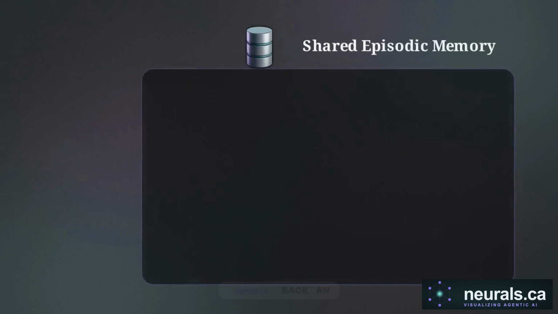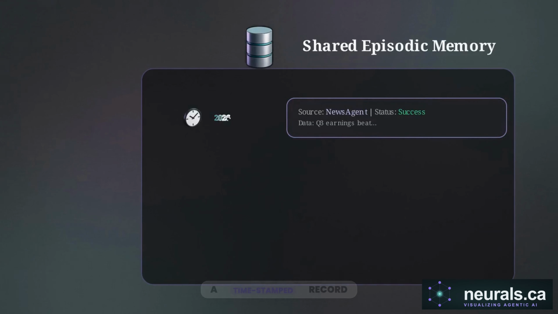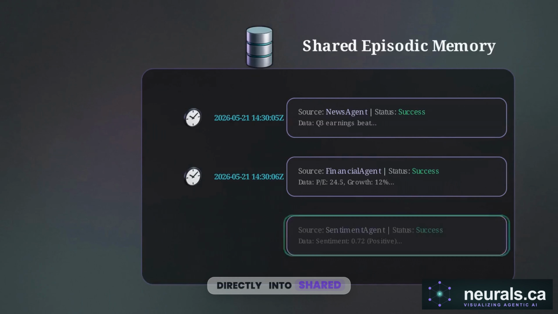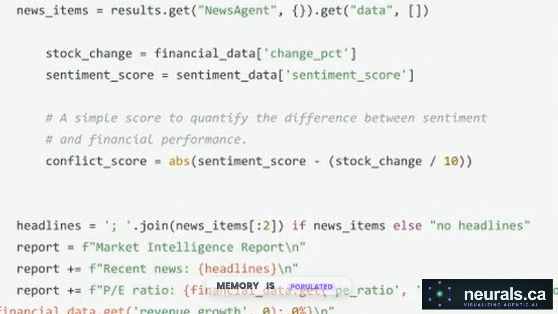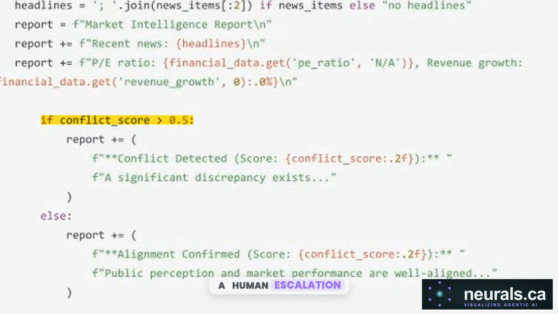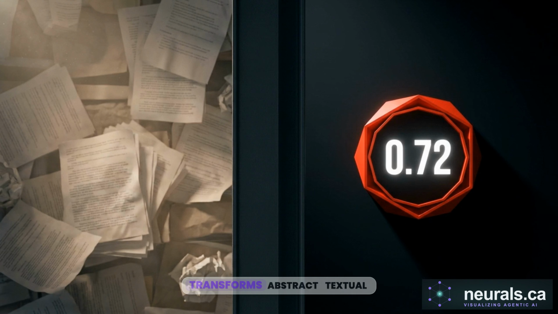As each specialist reports back, an append function writes a time-stamped record of their status and data summary directly into shared episodic memory. Once memory is populated, the manager calls its synthesize report function. It extracts the sentiment score and stock percentage change, calculating the absolute difference to generate a conflict score. If this score exceeds 0.5, the system forces a human escalation warning. The code transforms abstract textual disagreement into a quantifiable, routable, and safe metric.